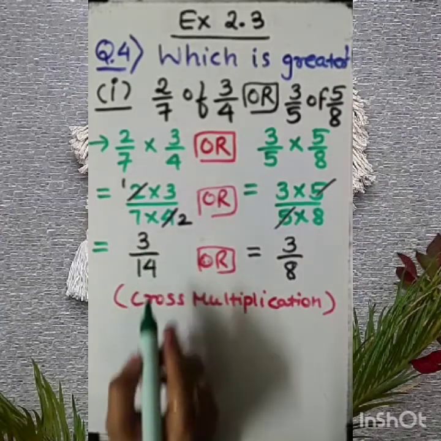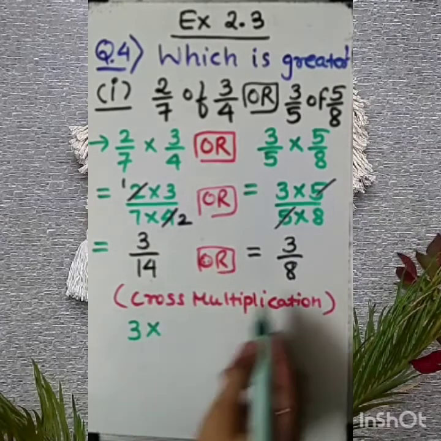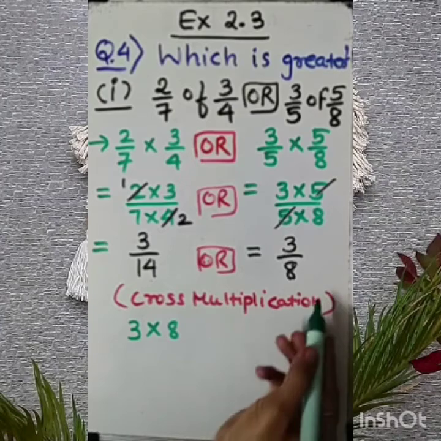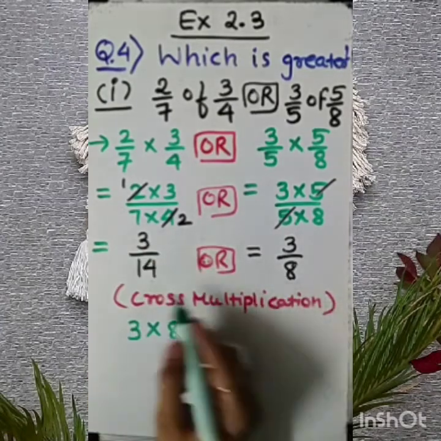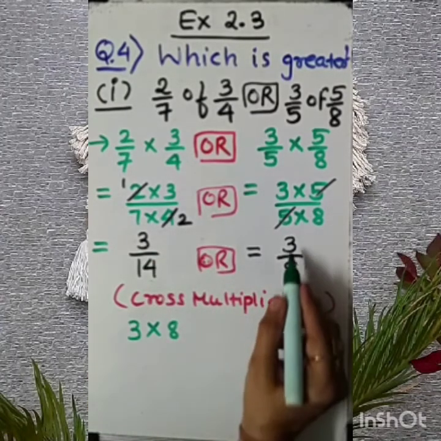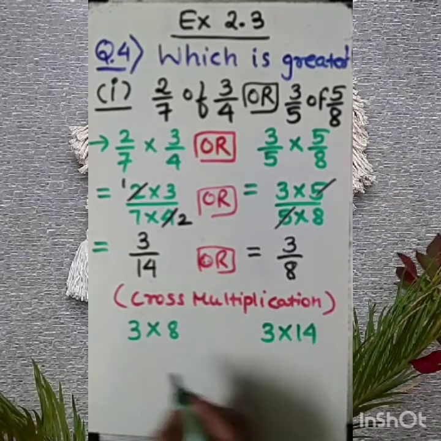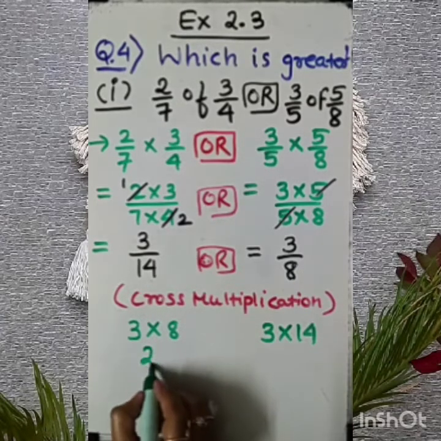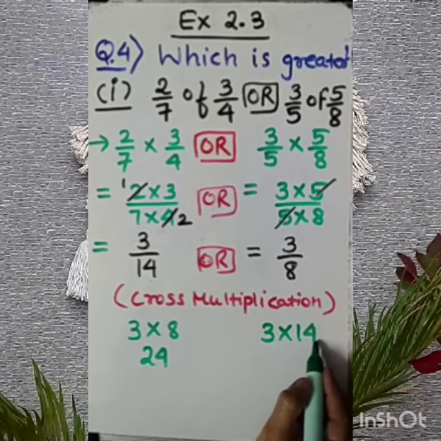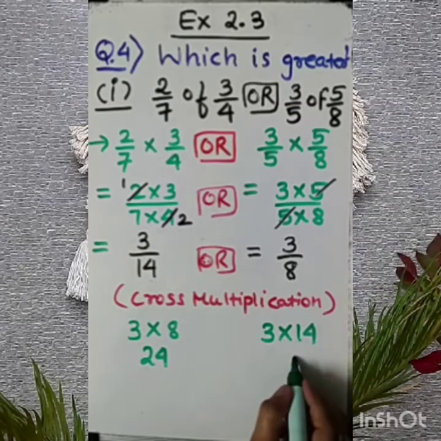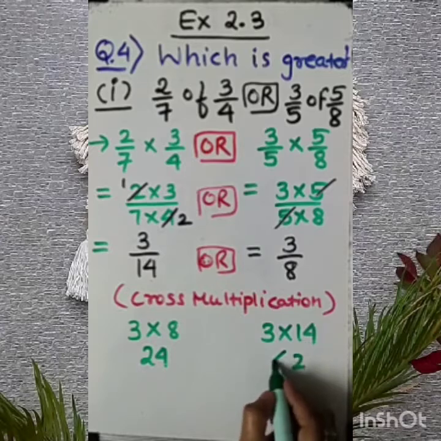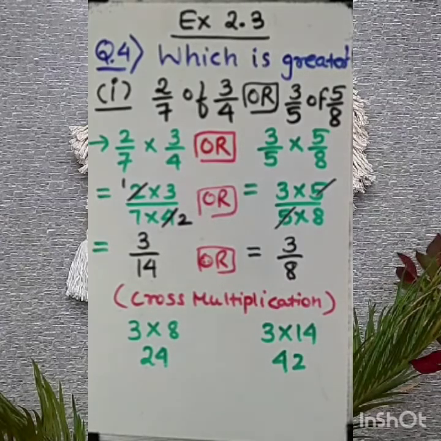What we have to do? This side it is 3. This 8 I am multiplying to this side. Cross multiplication you know very well. And this side it is 3 and 14 is multiplied to this side. So let's multiply: 3 eights are 24, 14 threes are 4, 3 ones are 12 plus 1 carry over. So it is 42. Now you decide, dear student, 24 is bigger or 42 is bigger?